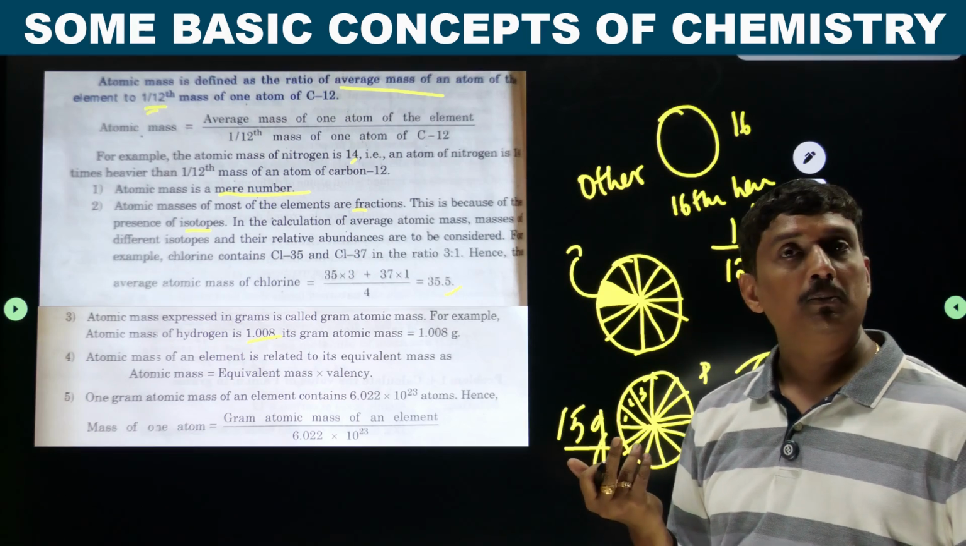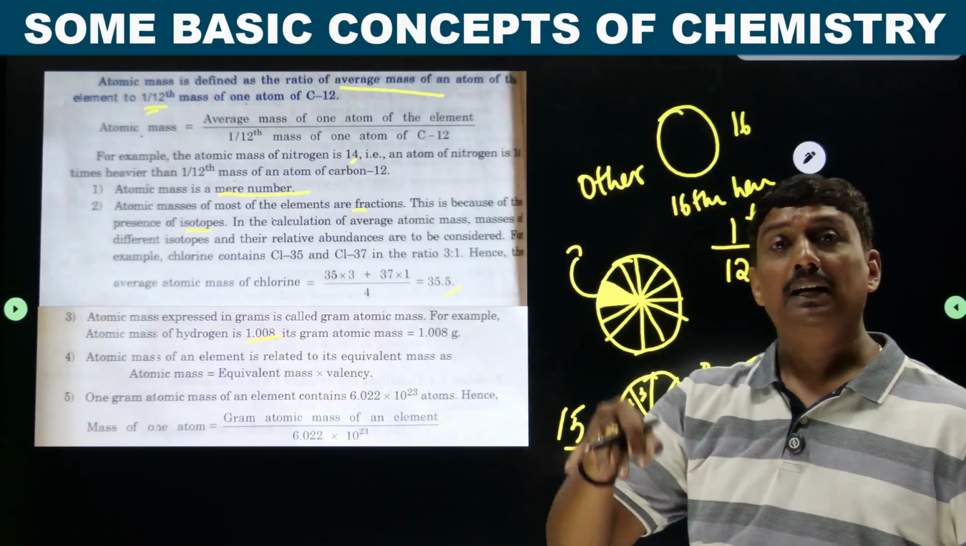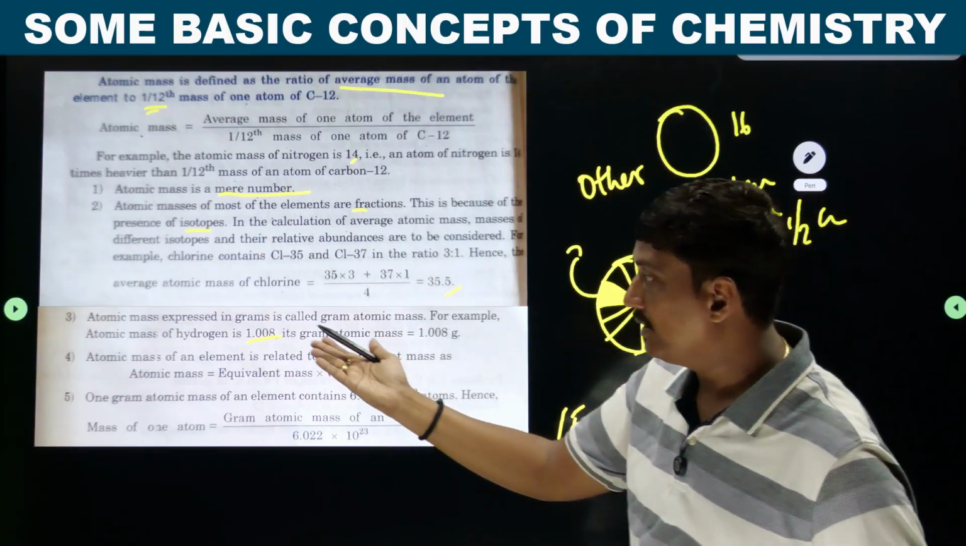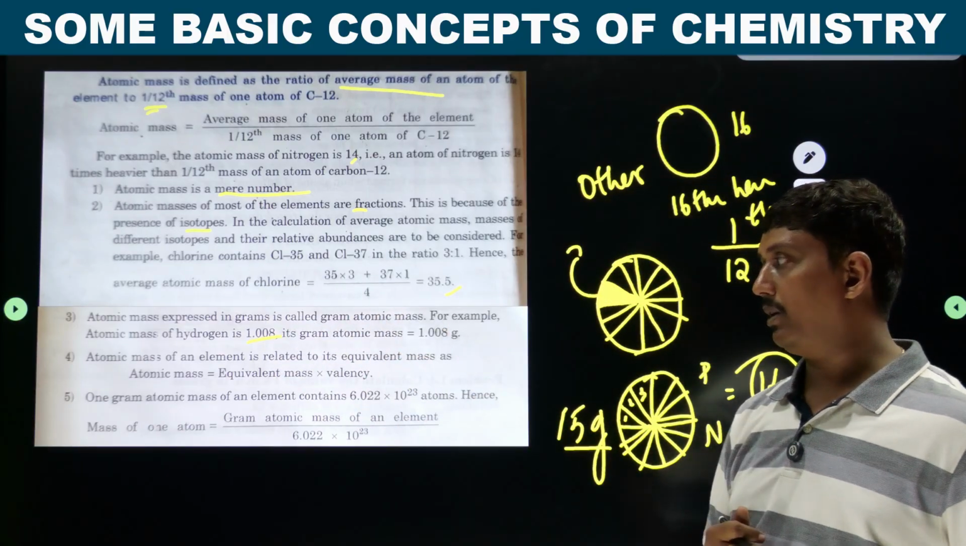4 is the atomic mass of helium. 4 grams is the gram atomic mass. When you express atomic mass in terms of grams, it is called gram atomic mass.